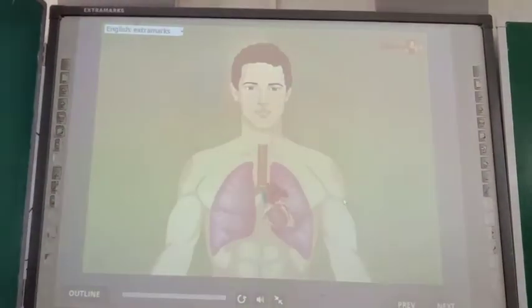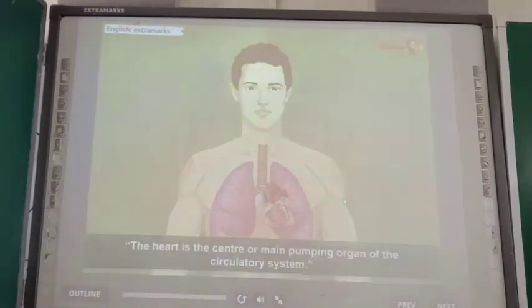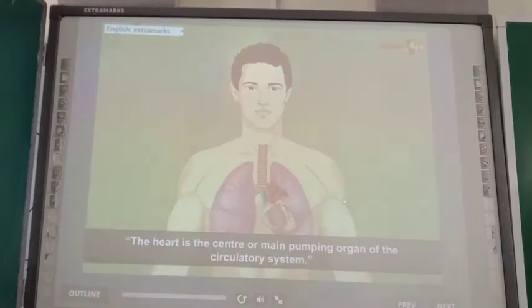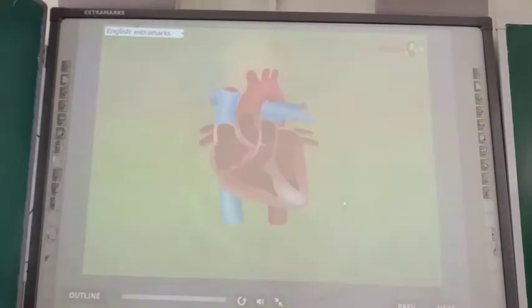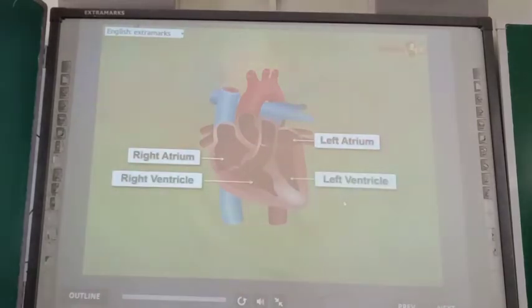The flow of blood within the body is called blood circulation. The heart is the main pumping organ of the circulatory system. The human heart is divided into 4 chambers with 2 separate atria and 2 separate ventricles. Let us see how blood flows through the heart.